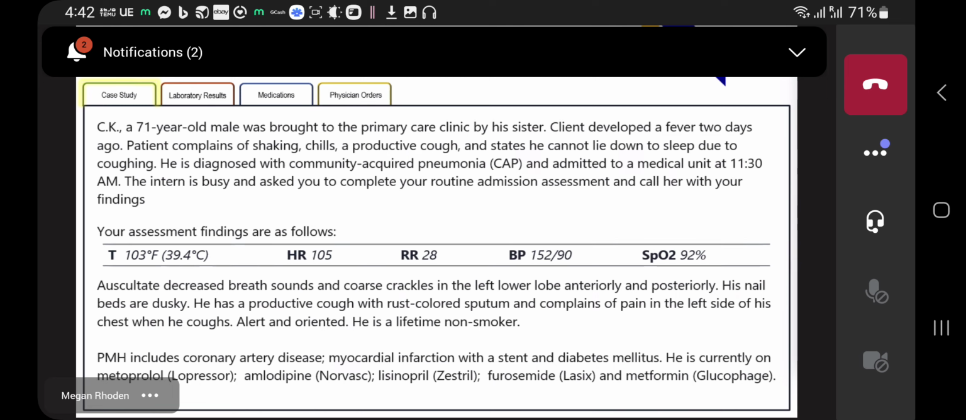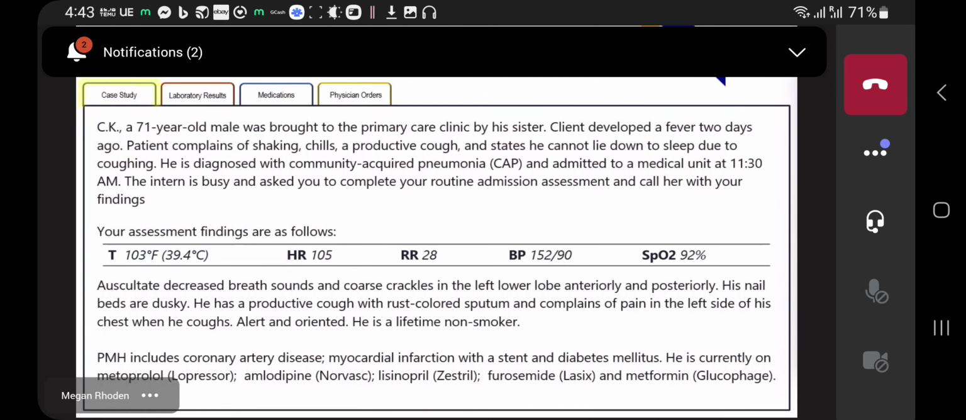Temperature is 103 degrees Fahrenheit. Heart rate is 105. Respiration rate is 20. The blood pressure is 152/90. And the O2 stats are 92%. Auscultate decreased breath sounds and coarse crackles in the left lower lobe anteriorly and posteriorly. His nail beds are dusky. He has a productive cough with rust colored sputum and complains of pain in the left side of his chest when he coughs. He is alert and oriented. He is a lifetime non smoker.